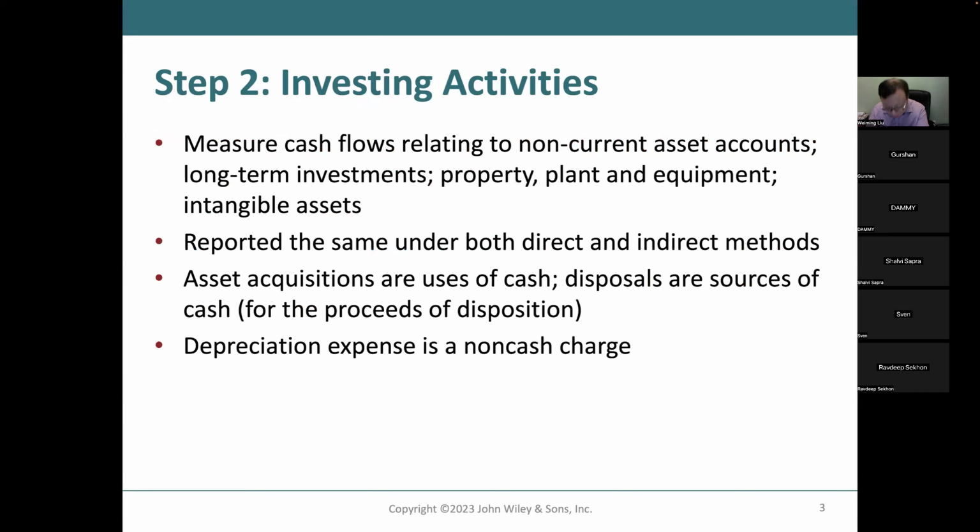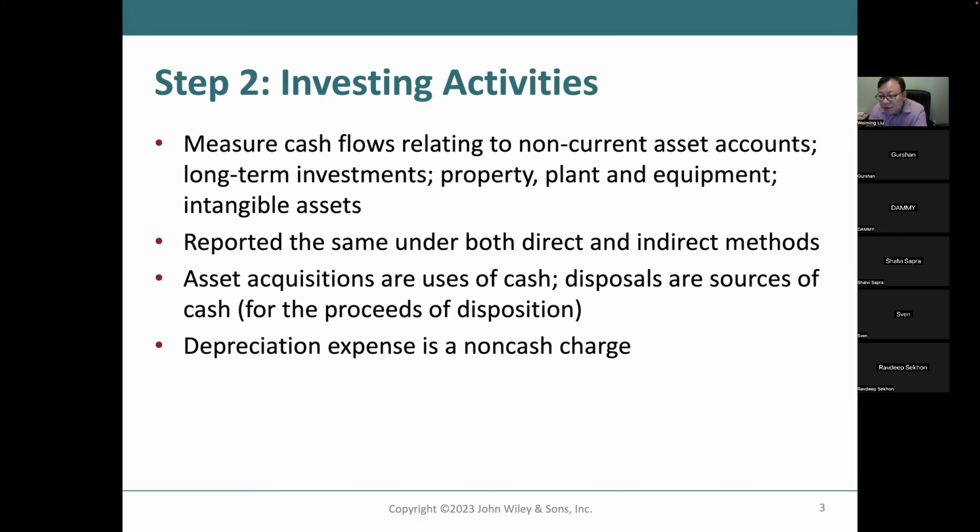Okay, and under the investing activity section, those are cash flows relating to long-term assets, so non-current asset accounts, such as property, plant, and equipment, intangible assets, software, patents, right? So those would be the asset accounts that are relevant to the investing activity. They're reported the same way under both the direct and the indirect method.